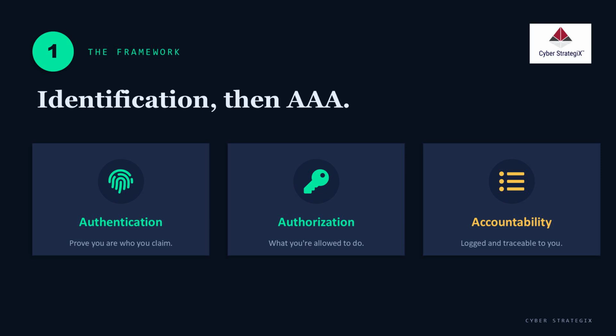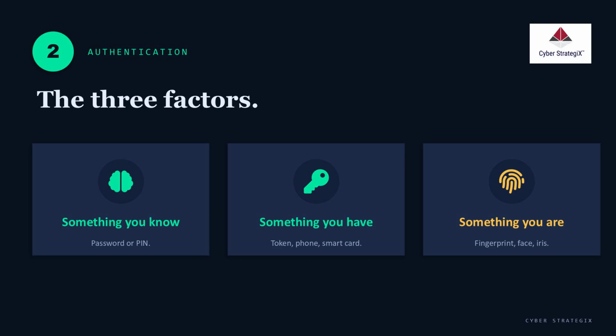Access control follows a sequence. First, identification. You claim an identity, like a username. Then, authentication. You prove it. Then, authorization. The system decides what that identity is allowed to do. And finally, accountability. Actions are logged and traceable back to you, which is why you never share accounts. Identify, authenticate, authorize, account. Authentication relies on factors.